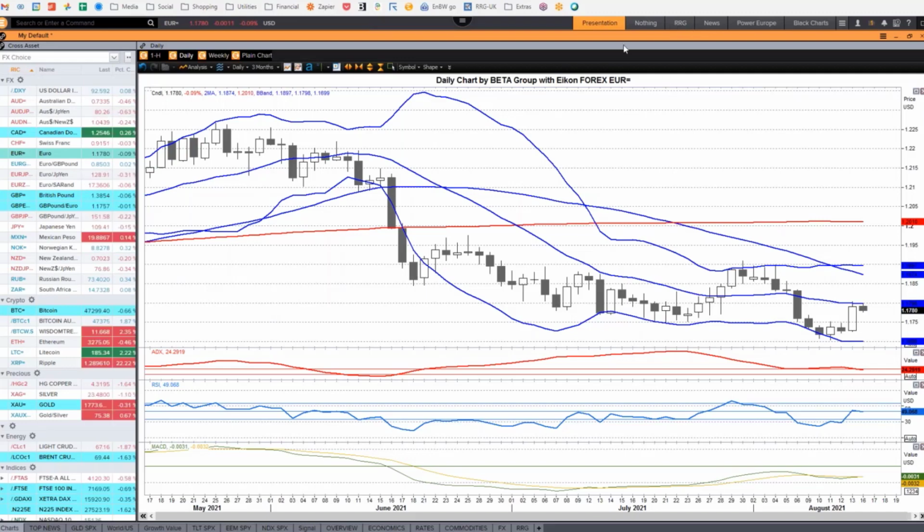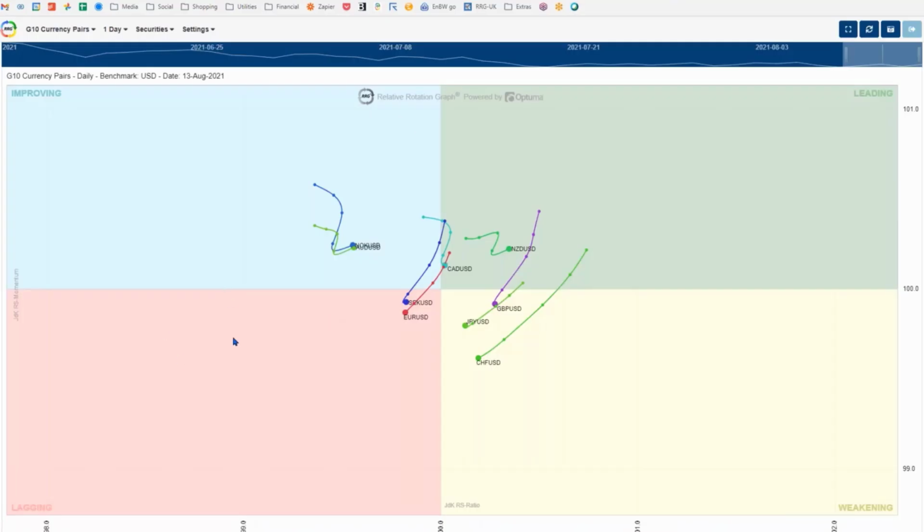Okay, so let us start with the dollar, and the first thing we're going to do is look at the relative rotation graph of the G10 currencies versus the dollar. We've got an interesting change in the picture here. We've got as many currencies on the left-hand side of the vertical as on the right. That means anything on the right is outperforming the dollar, and anything on the left is underperforming the dollar. Most notably, we've got the Norwegian crown and the Australian dollar furthest on the left, but not massively far on the left, so not strong underperformance there. But the euro has switched down and has moved over into the left during last week.